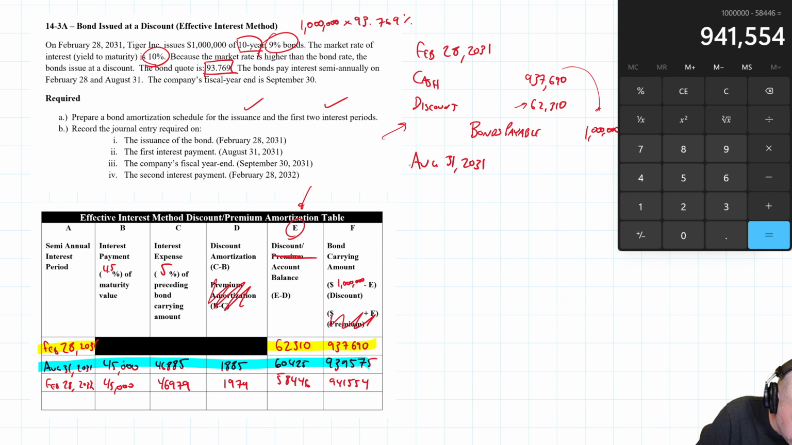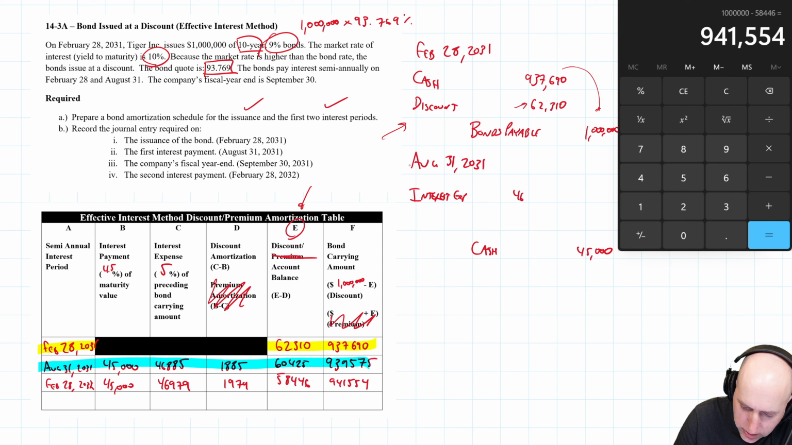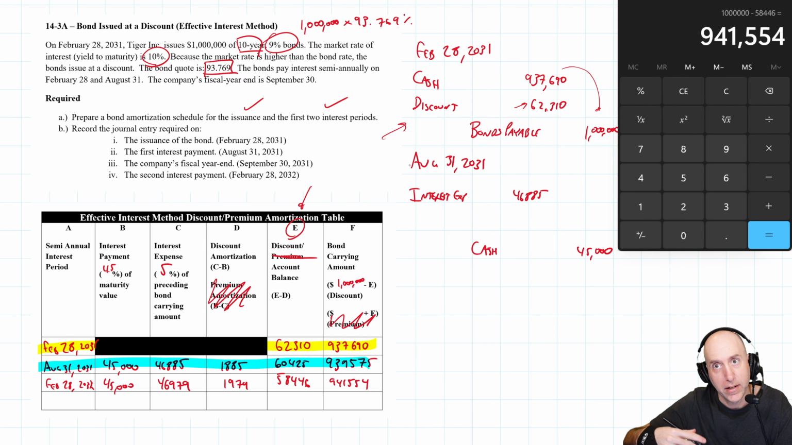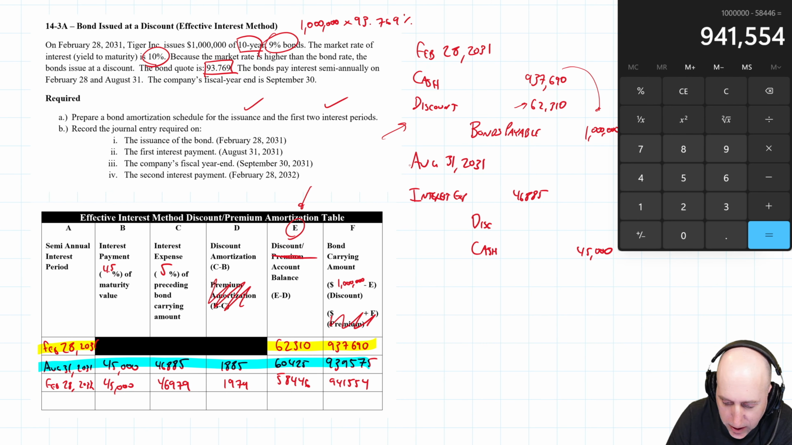Because it's just a number from the table, my interest payment is $45,000, credit cash $45,000. Interest expense $46,885. Well, of course, that's a debit. Debit interest expense $46,885. And discount amortization, our discount was a debit. I'm trying to make it go to 0, so I credit the discount to make it go down.